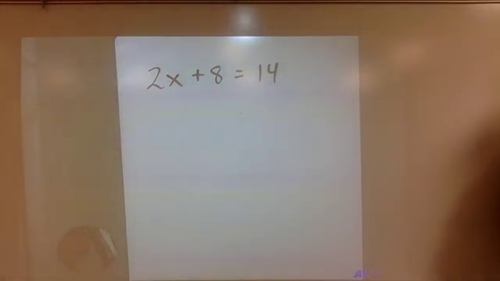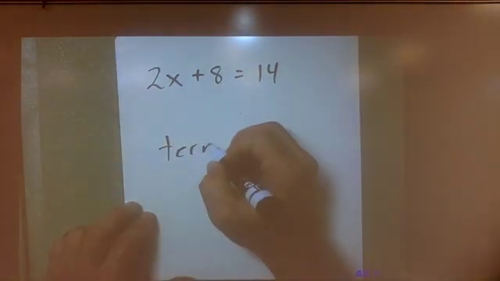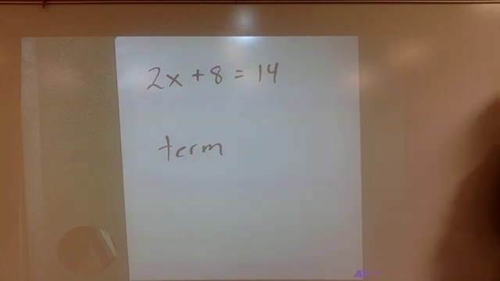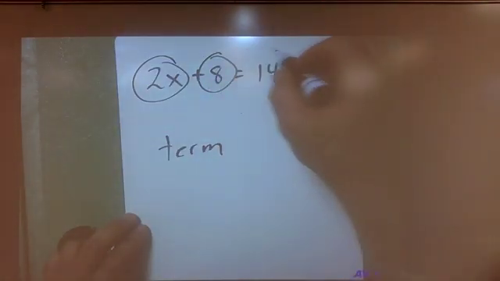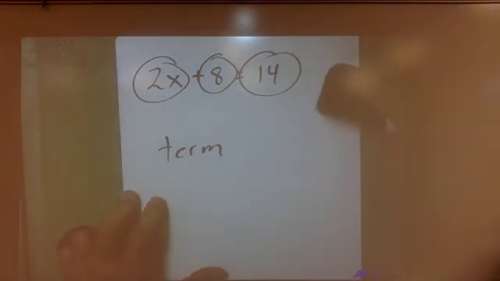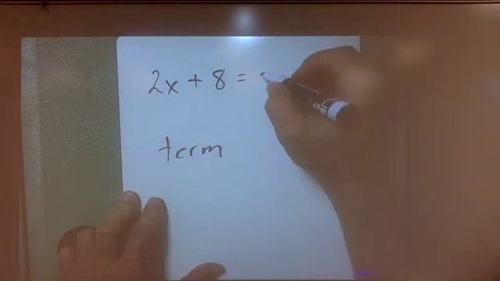All right, here's another definition for you. Term. A term is just what's in between your plus and minus signs. So this is a term, this is a term, this is a term. There are 3 terms here. 2x plus 8 equals 14. 2 terms added together equal 14. So these 2 terms, 2x plus 8, you add those together and it needs to equal 14.